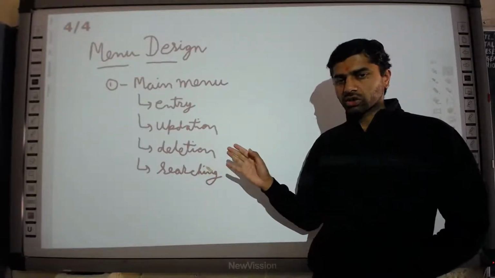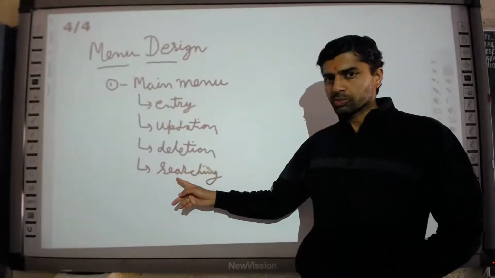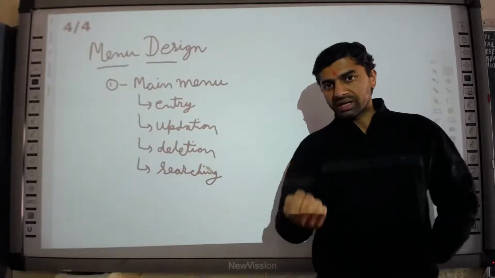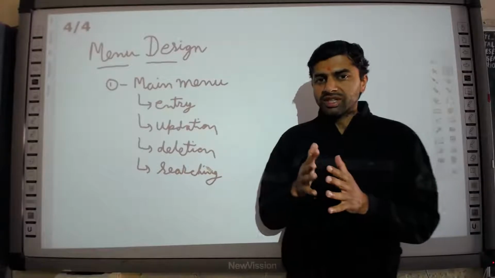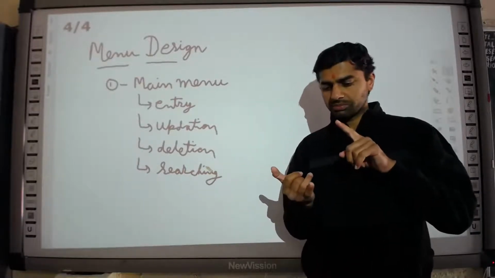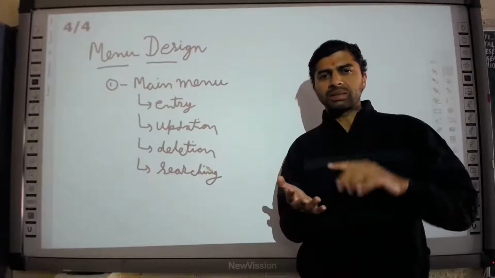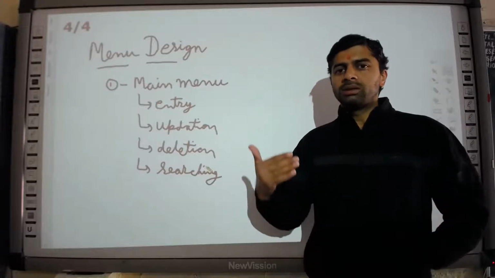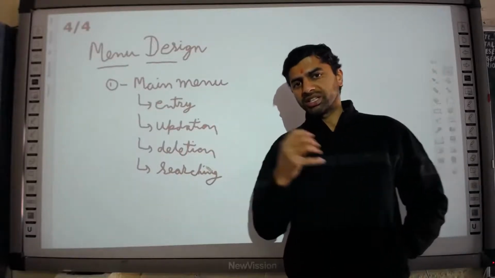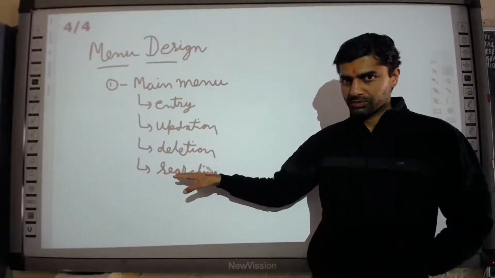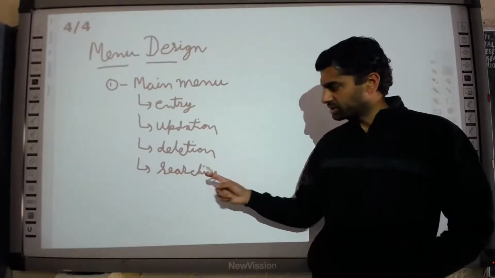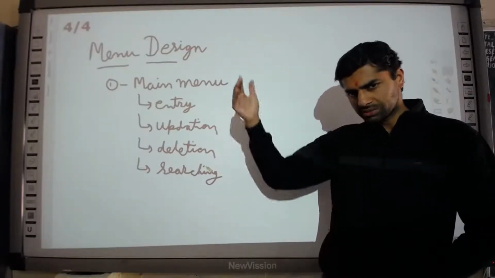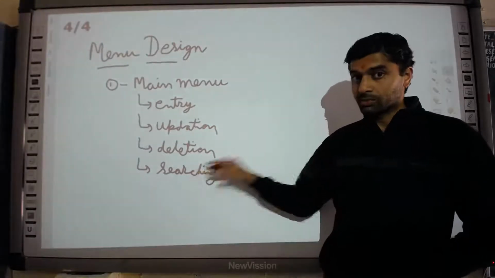The success of your software or project depends upon the number of options you have given in searching. Suppose you have designed a student management system, you can give searching based on first name, middle name, last name, date of birth, address, city, pin code, anything. The more options you give, the better the project developed by you. So you must focus on this part, and it will have a submenu with options: search by first name, search by middle name, and many more. This is very important.